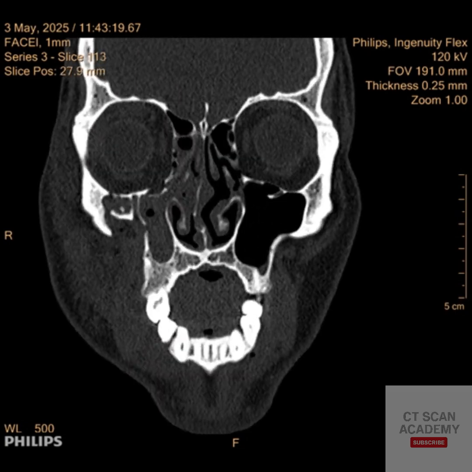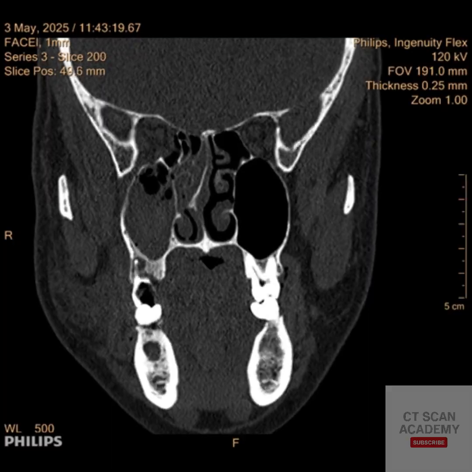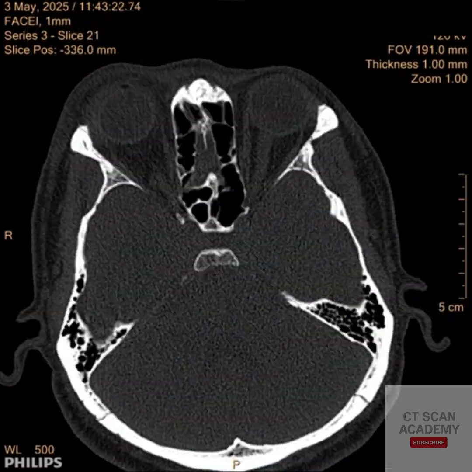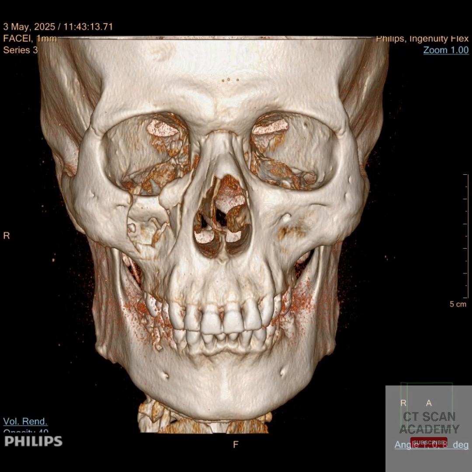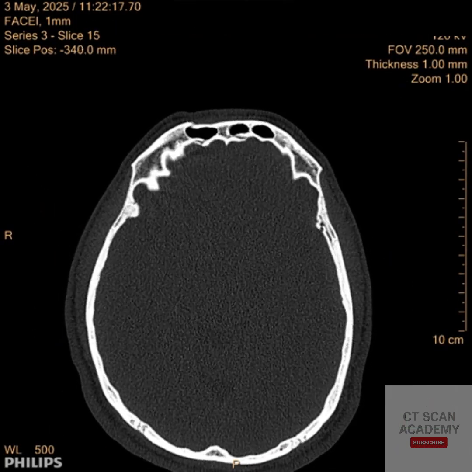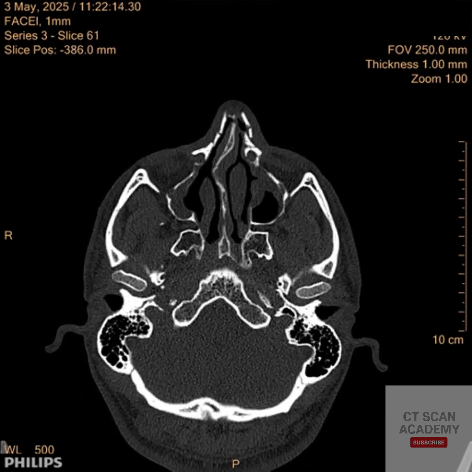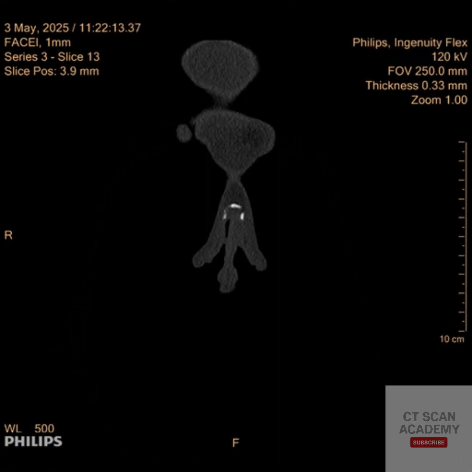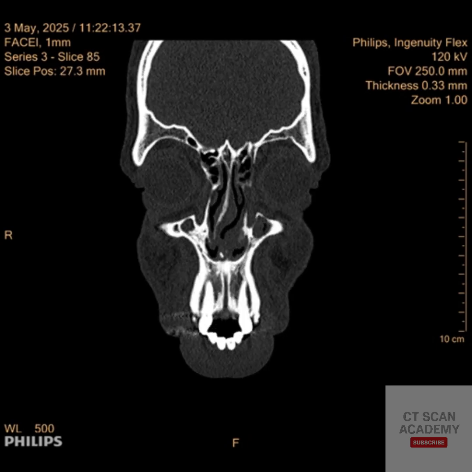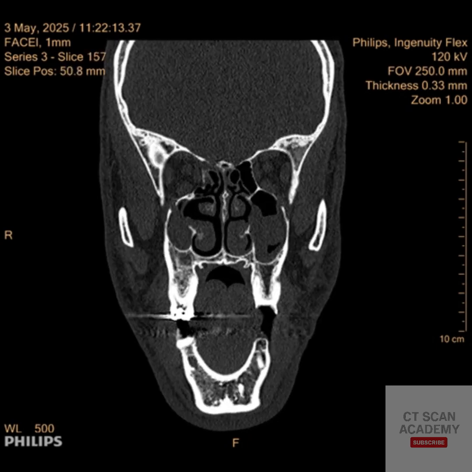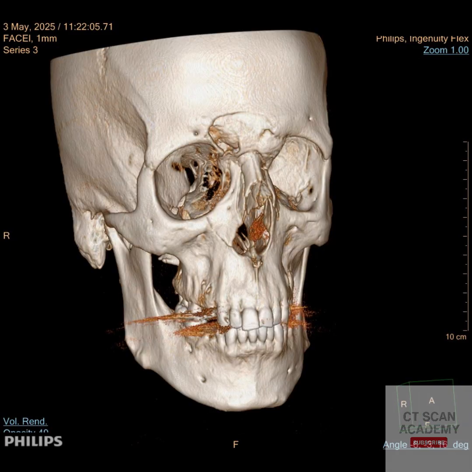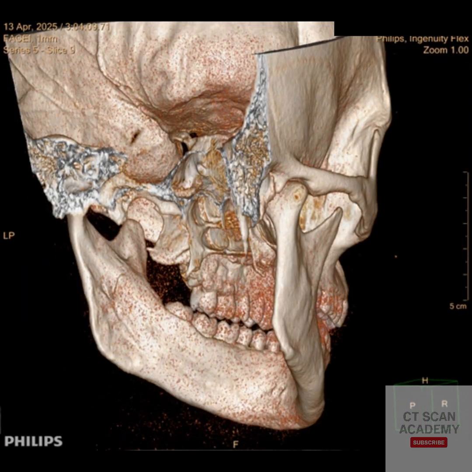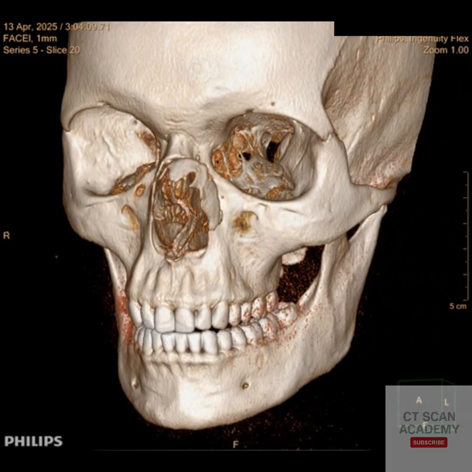Orbital floor fracture, also known as a blowout fracture, may damage the infraorbital nerve, leading to sensory deficits. Frontal sinus fracture often involves the nasal bone as well. Nasal bone fracture and displacement may occur due to stab wounds.